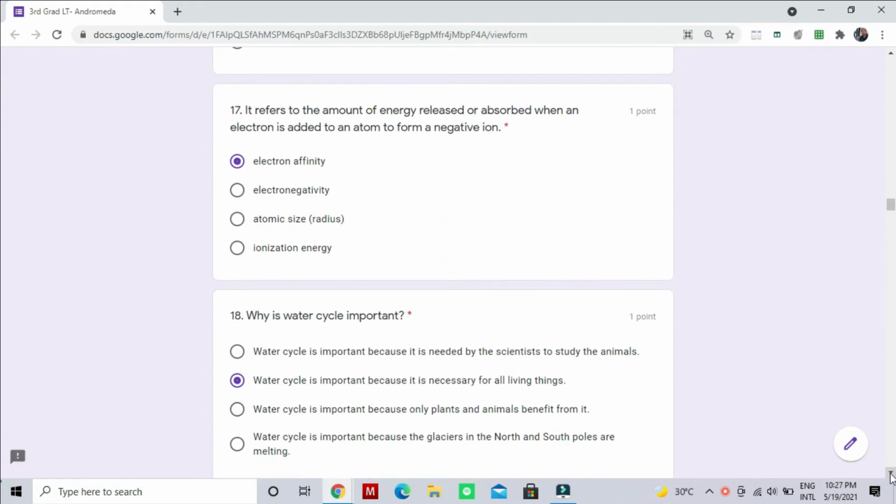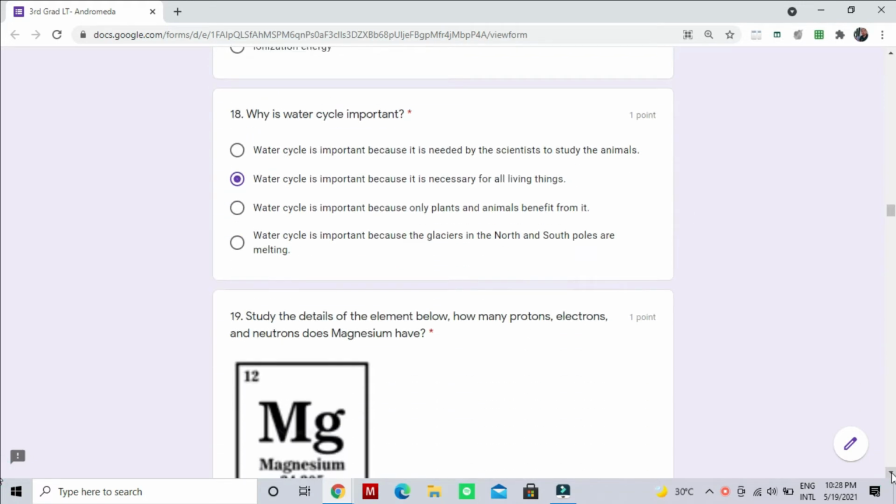Question number 17. It refers to the amount of energy released or absorbed when an electron is added to an atom to form a negative ion. The correct answer is electron affinity. Question number 18. Why is water cycle important? The correct answer is water cycle is important because it is necessary for all living things.